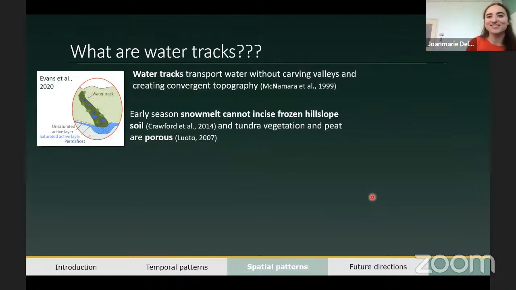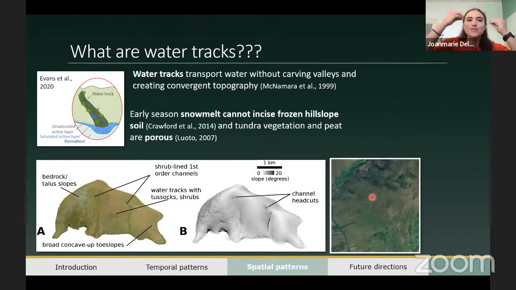Okay, so water tracks are these permafrost features. They transport water without carving valleys and creating convergent topography. They come out as very finely spaced flow paths. And in permafrost landscapes, early season snowmelt isn't really incising frozen hill slopes. The tundra vegetation is nice and porous, and what that means is that water's moving through the system, but not doing a lot of incision.